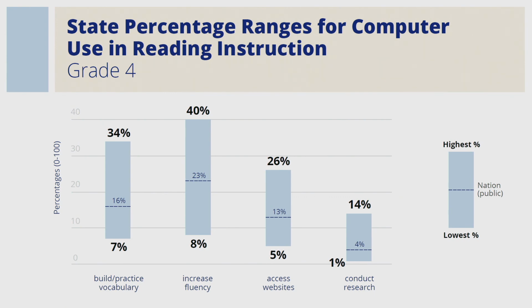But then you see this variation across the states, where the jurisdiction with the largest share of students using the computer to build vocabulary, 34%, is very different from the jurisdiction with the smallest percentage, which is 7%. So there's this huge array of computer usage across the states. If you move along the other activities, again, you see this wide dispersion.